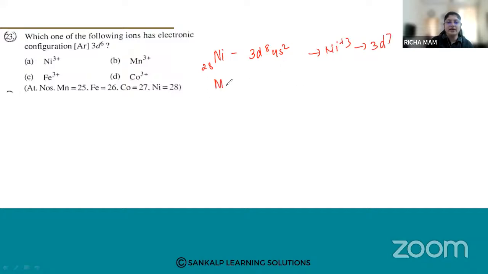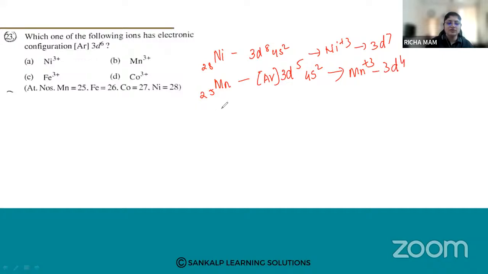Then for Mn, which is 25, it will be argon 3d5, 4s2, which is 25. If it is Mn+3, it will be a 3d4 system.